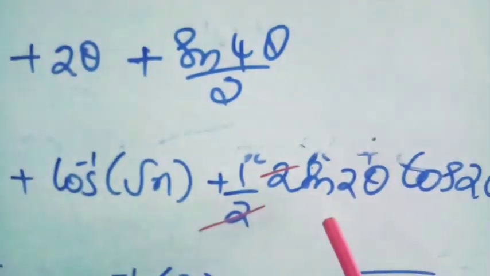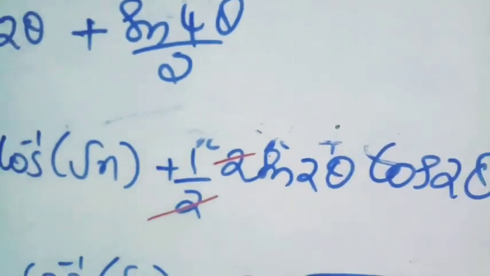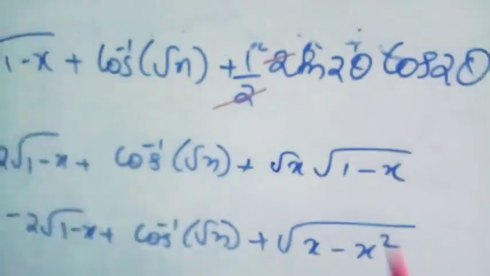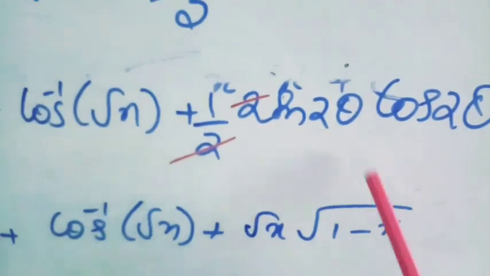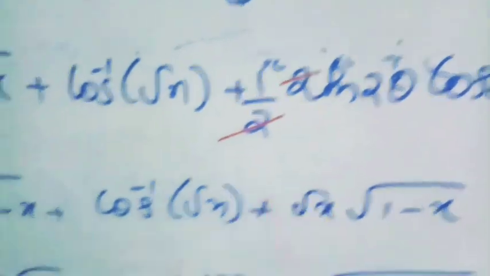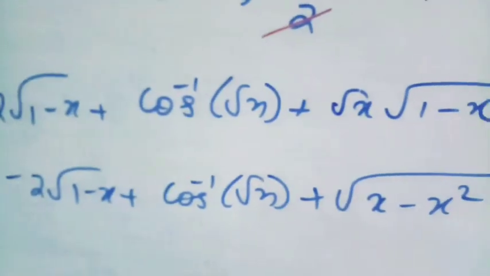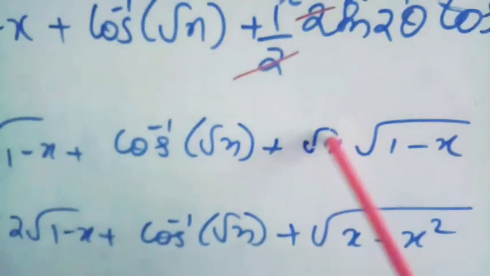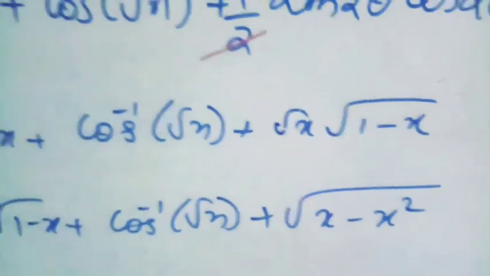And sin 4 theta, simplify again, 1 by 2 into 2 sin 2 theta cos 2 theta. 2 cancelled, and for sin 2 theta you can substitute root of 1 minus x, and for cos 2 theta you can substitute root x. We just need to rearrange it once more. minus 2 into root 1 minus x plus cos inverse root x. When this root x is taken inside, it will be x minus x square.